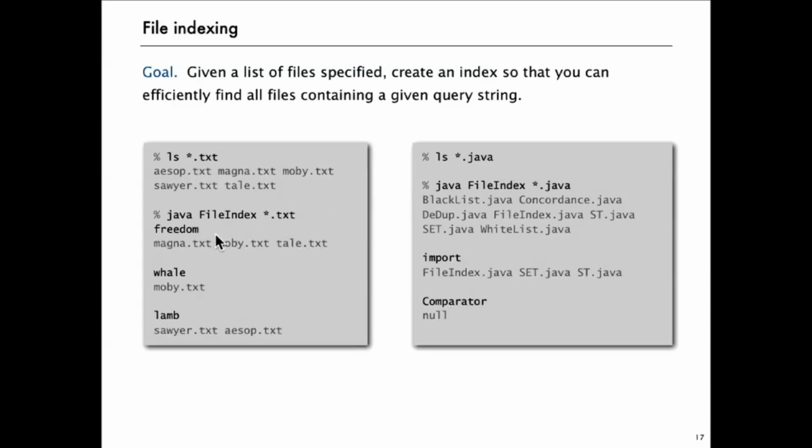And then given a key, a string key, we want it to print out the files that might contain that key. So for example, the word freedom appears in the Magna Carta and in Moby Dick and in Tale of Two Cities, all 3 of them, but not in Tom Sawyer and not in Aesop's Fables. The word whale appears only in Moby Dick. The word lamb appears both in Tom Sawyer and Aesop's Fables, and so forth. So we're looking for a piece of information somewhere on a computer, and it'll give us the names of the files that contain that information.